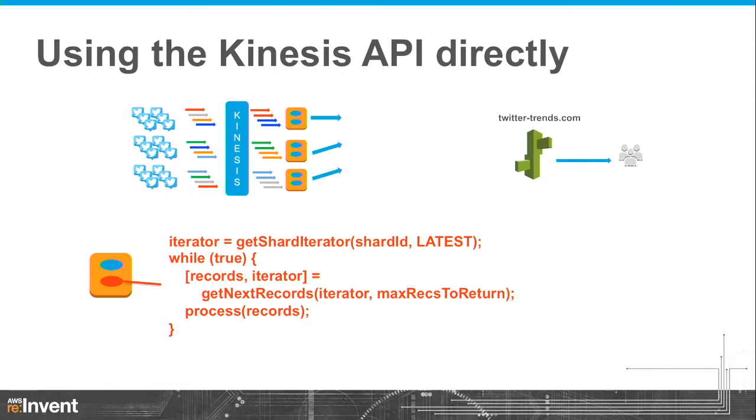So you'd have a loop here that basically reads records up to some maximum that you're willing to accept. You'll get that as an array of records back plus an iterator that's basically your cursor for going forward in this stream. And then you would process those records, and you're simply in this infinite loop.